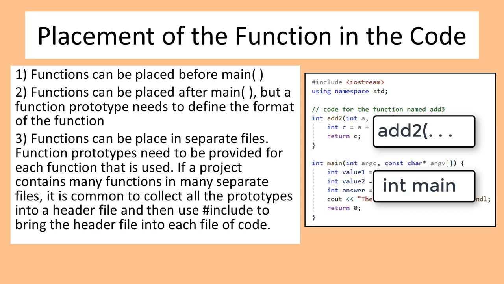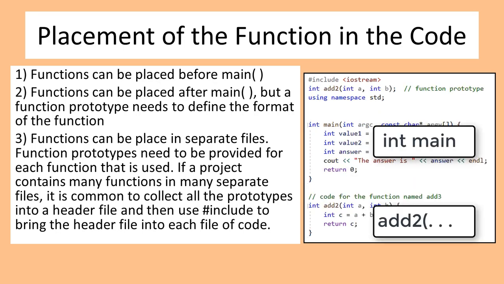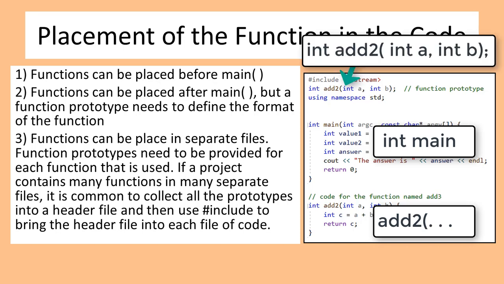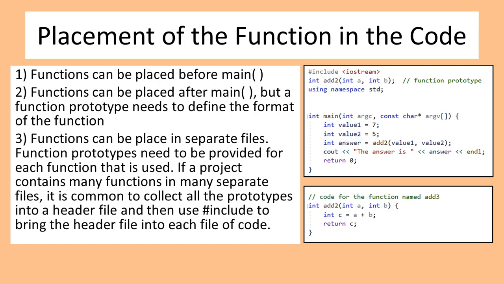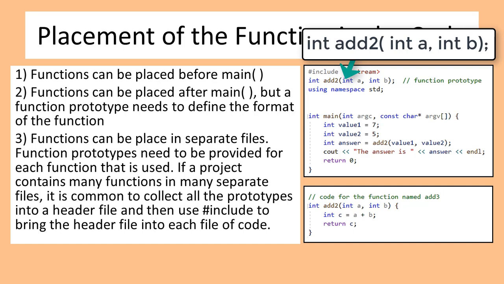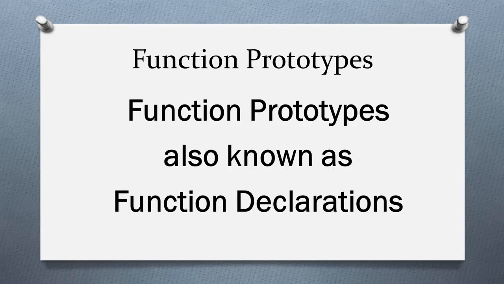Functions can be placed before main. Functions can be placed after main, but a function prototype needs to define the format of the function. Functions can be placed in separate files. Function prototypes need to be provided for each function that is used. If a project contains many functions in many separate files, it is common to collect all the prototypes into a header file and then use the pound include to bring the header file into each file of code. Function prototypes are also known as function declarations.